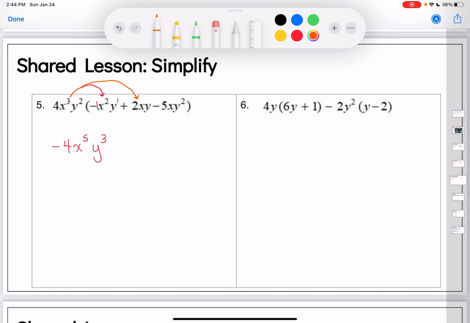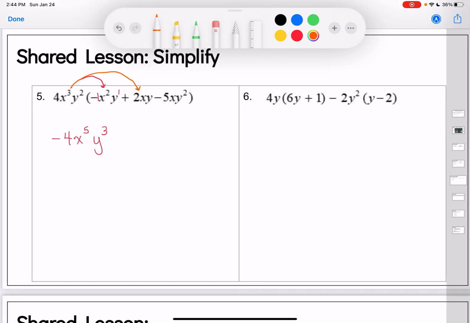All right, now we're going to distribute to my second term here. 4 times 2 is 8. X to the 3rd times x to the 1st is x to the 4th. Y to the 2nd times y to the 1st gives me y to the 3rd. So I've got 8x to the 4th, y to the 3rd. Watch those exponents. And distributing to my last one here. 4 times negative 5 is negative 20. X to the 3rd times x to the 1st is x to the 4th. Y to the 2nd times y to the 2nd is y to the 4th as well.